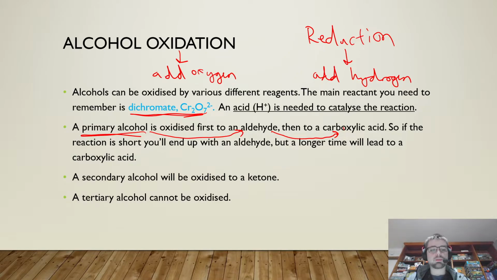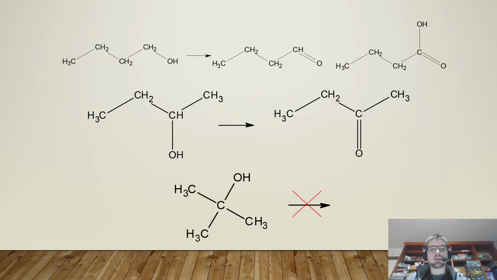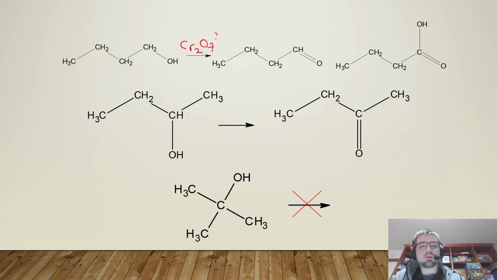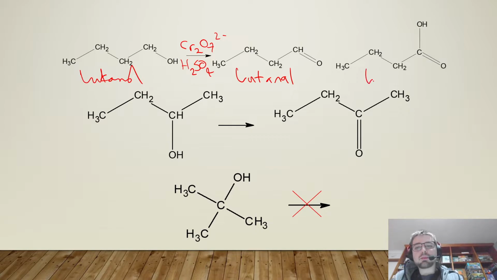It won't be oxidized. So to write them out here in terms of the structures, we've got butanol. We react it here. Remember, we've got Cr2O7 2- and some kind of acid source. We've got butanol. This is butanol. Remember, you don't need to know how to name these ones. And we've got butanoic acid here.